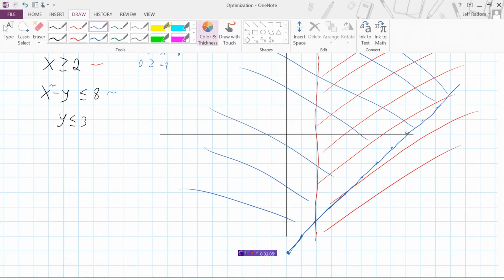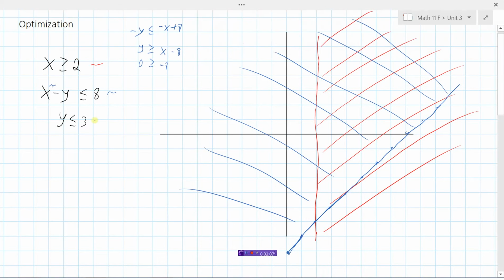And then finally, the green one, y is less than or equal to 3. 1, 2, 3. Here's the line y equals 3. And less than would be all of this region below it.